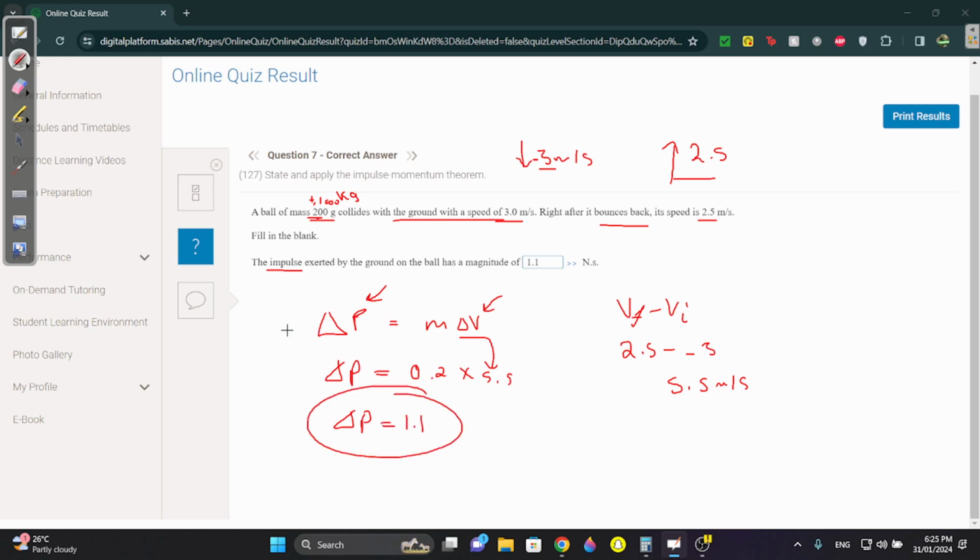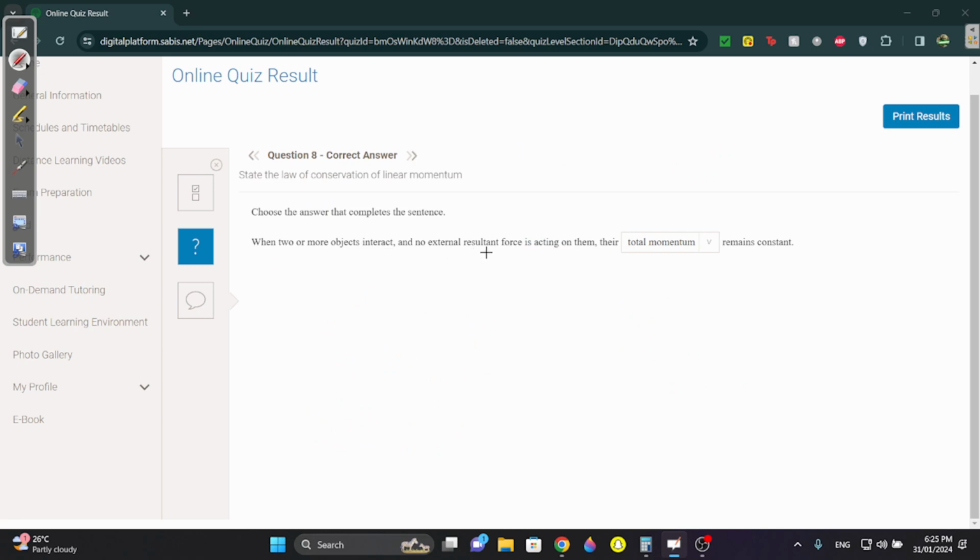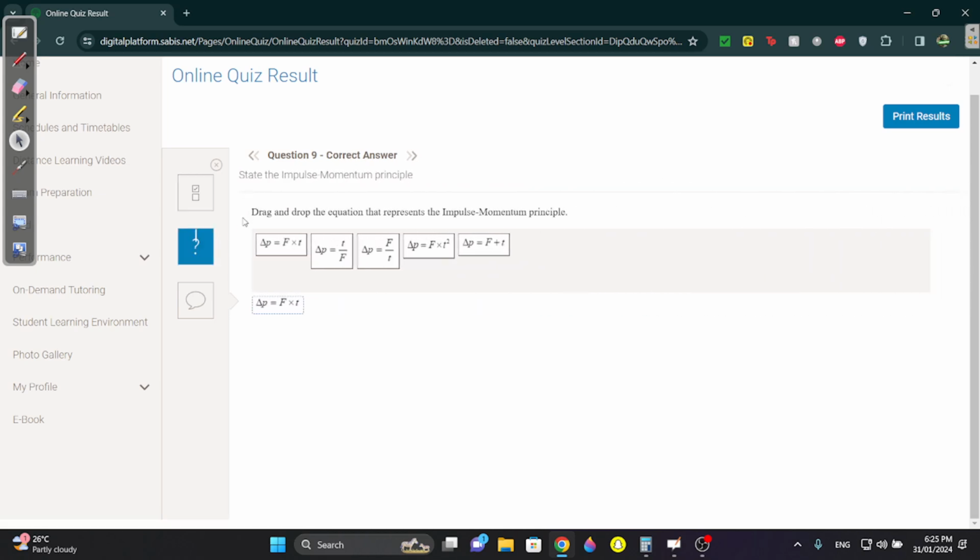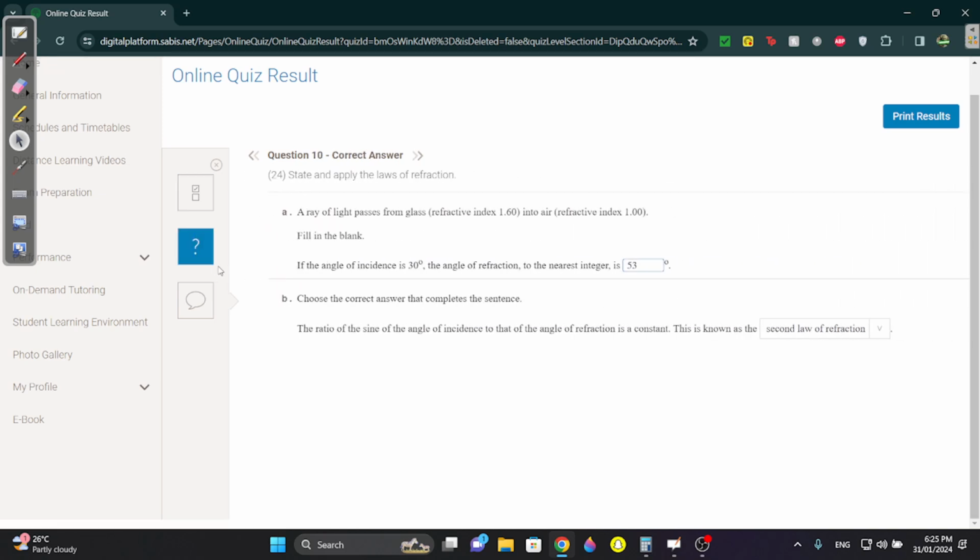Okay? When two or more objects interact and no external force is acting on them, their total momentum remains constant. Always remember, linear momentum is conserved, it remains constant, it doesn't change. The final momentum is always equal to the initial momentum. And this delta p formula I gave you is the force times the time. Now optics, right? Yes, question 10.